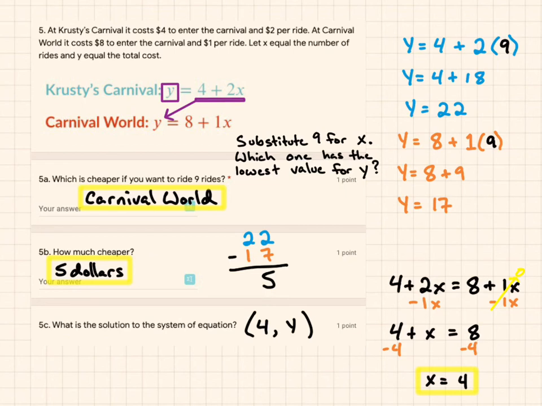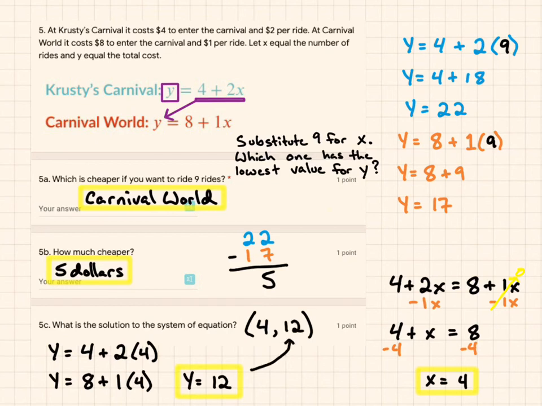Now, how do I find out how much money I spent? That's my y. Well, I can plug 4 into either equation, and I'll end up with y equals 12. And that becomes my answer for number 5C.